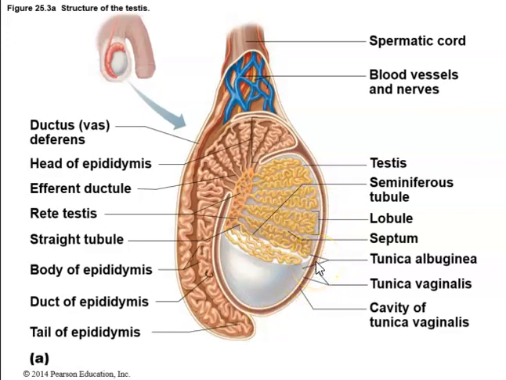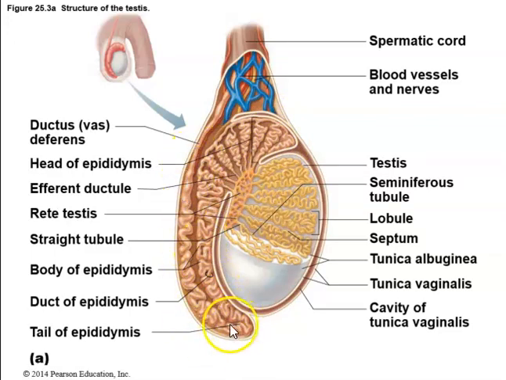So within the testes, we have the seminiferous tubules. This is the site of sperm production. And after sperm are produced, they then go towards the epididymis, this worm-like structure posterior to the testes. So we can see that there's the head of the epididymis, the body of the epididymis, and then the tail of the epididymis.